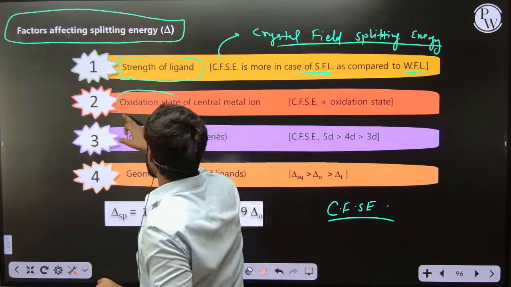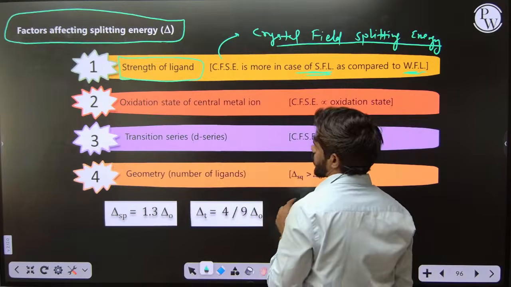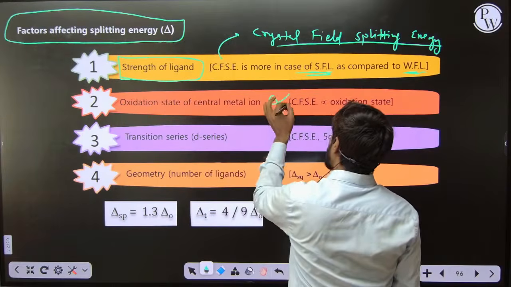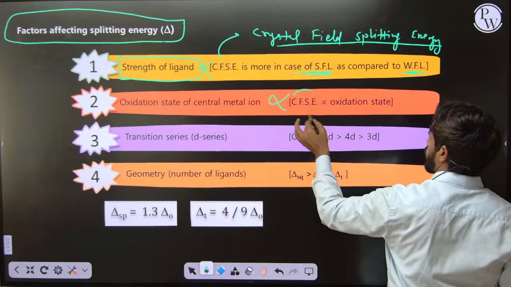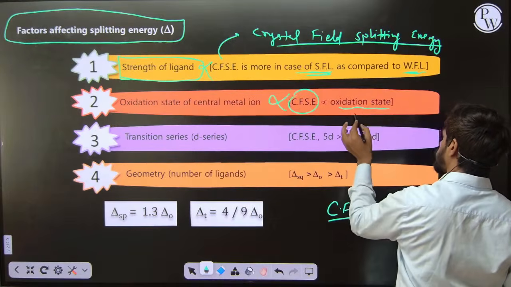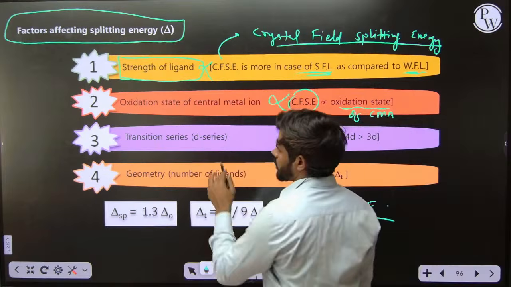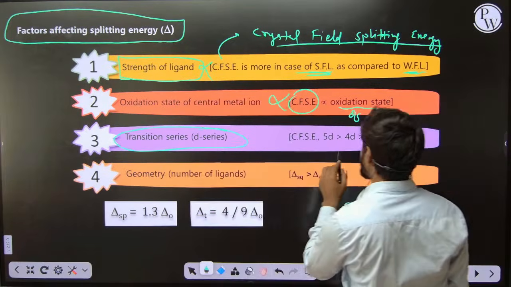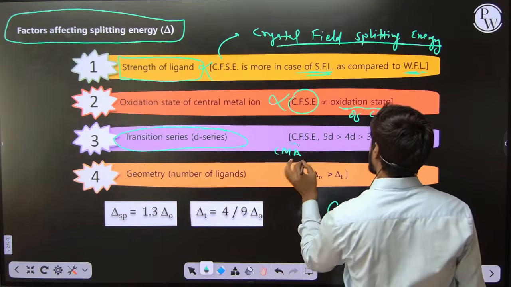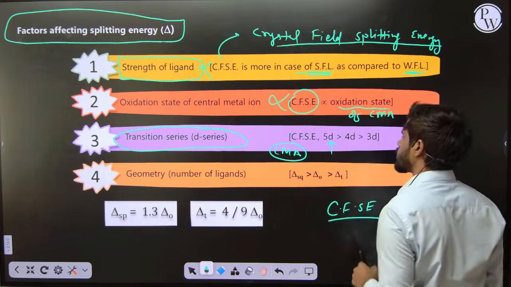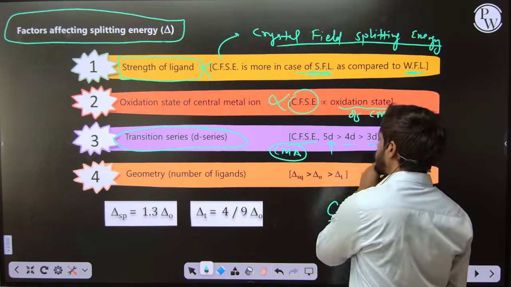Next, the oxidation state of a central metal atom. If the central metal atom oxidation state is more, then it is directly proportional to what? That is the CFSE value. It is directly proportional to the oxidation state of a central metal atom. Next thing, the transition series. If the central metal atom belongs to 5d, it has a more CFSE value than 4d, then 3d.